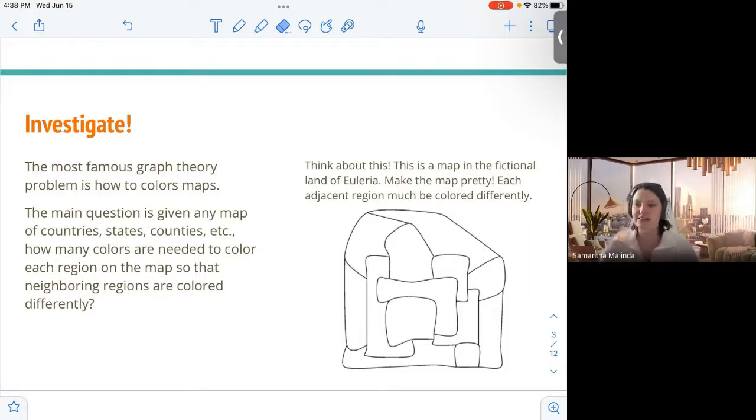So let's think about this. This is a map on your right. This is the map in a fictional land of Eulalia. We want to make this map pretty. We want each adjacent region to be colored differently. So think about that. Think about how you would have a thought process about that. Maybe even try it on your own. See how you can make this a map. Maybe try to color some. But this is what I want you to think about as we go through definitions and how this connects.